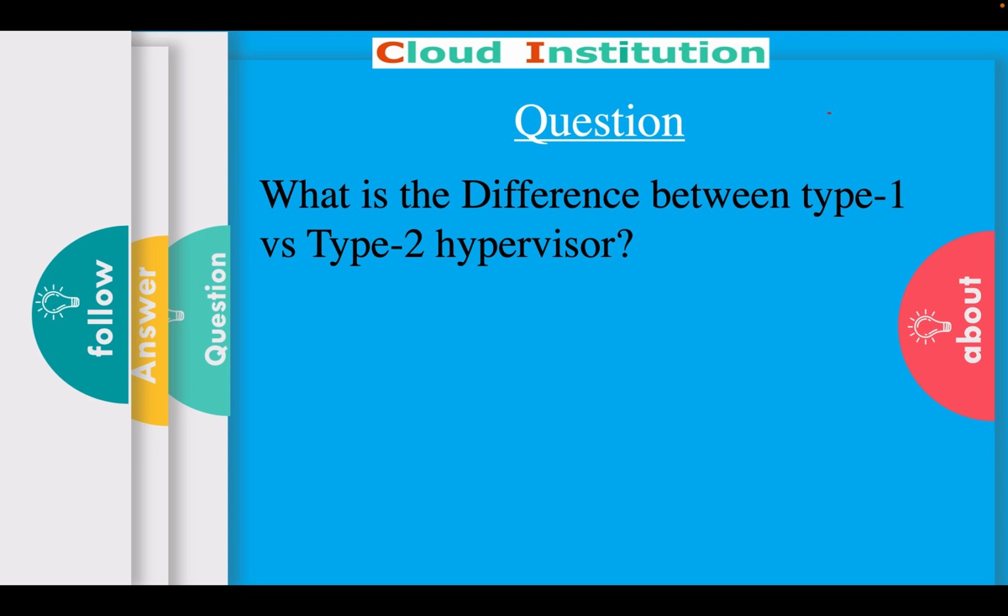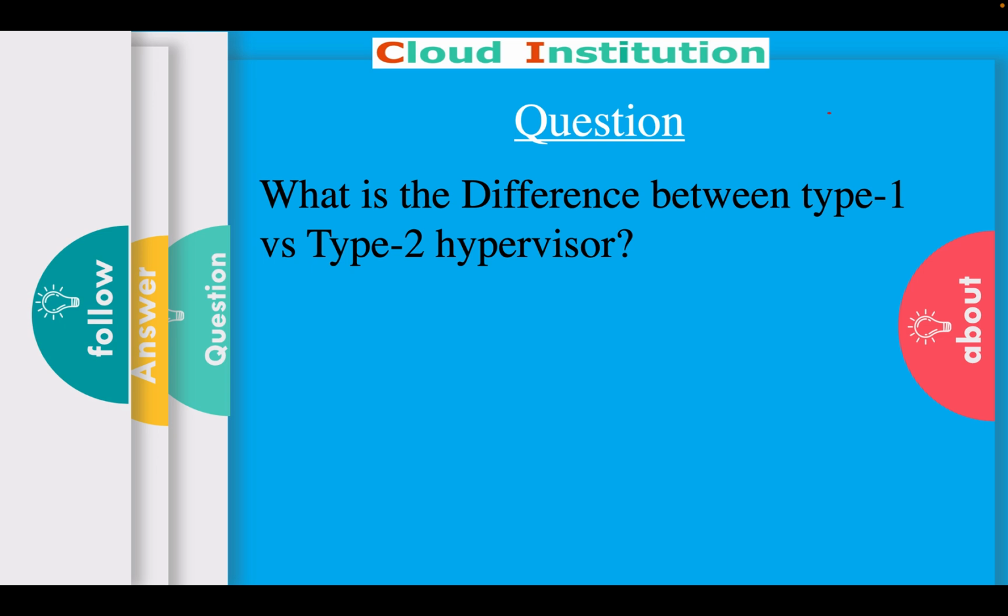So first of all, let's see what is a hypervisor itself. A hypervisor is a technology that is used as virtualization. Okay, so it's a virtualization technology that is used to create virtual machines from the hardware. That's the hypervisor, right? So we are going to see what is the difference between type 1 versus type 2 hypervisor, and you'll get to know what a hypervisor is itself in the later classes.